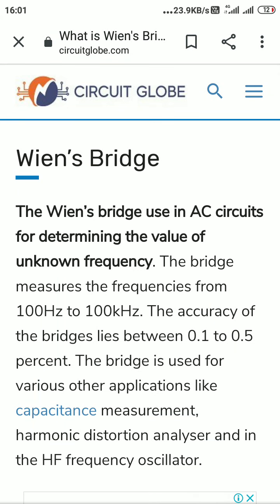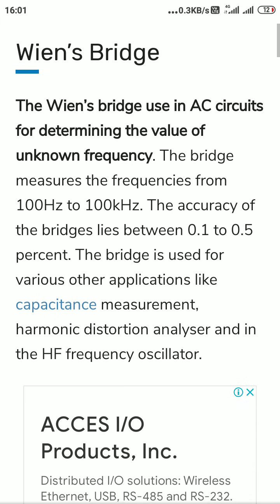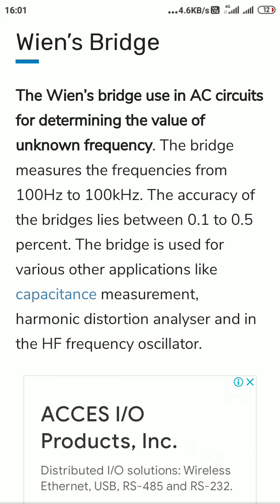I am Ashish Nema and I am going to deliver a lecture on the topic Wien bridge. Wien bridge is very important in AC circuits. It is mainly used for determining the value of unknown frequency. The bridge measures frequency from 100 Hz to 100 kHz. The accuracy of the bridge lies between 0.1 to 0.5%.